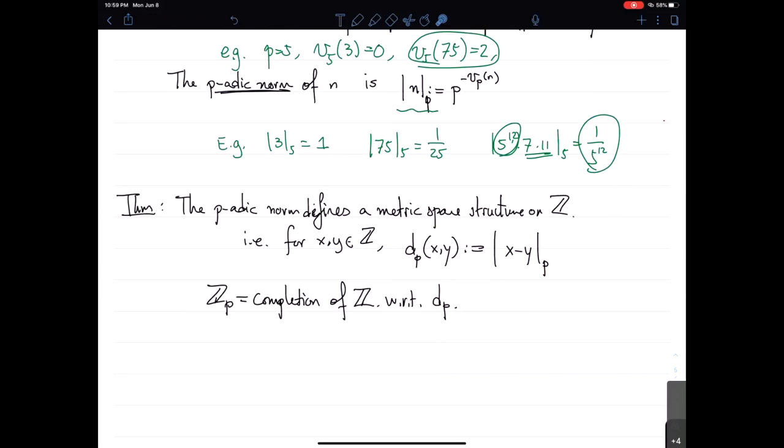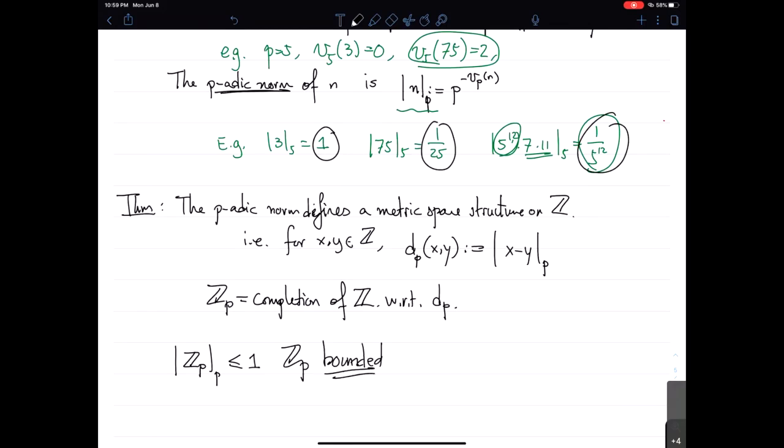Let me quickly say that this theorem needs a little bit of proof. I'll do that next time. Also next time I'll give you a picture of Z_p and what it looks like, because it looks a little weird. One distinguishing thing is that anything you can write in Z_p has p-adic norm always less than or equal to 1, because all the numbers here are less than or equal to 1. So Z_p is all bounded.